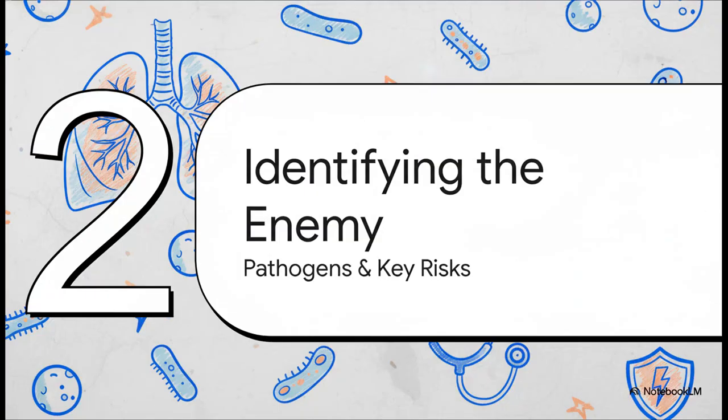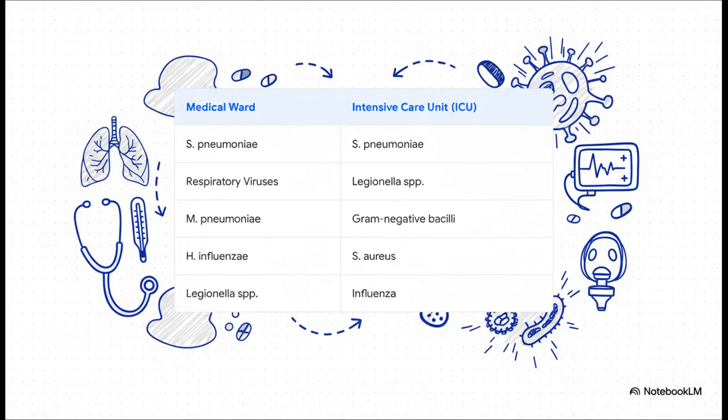All right, so you've figured out where the patient's going, ward or ICU. Now, before you even think about writing that first antibiotic order, we've got to identify the enemy. Who are the likely culprits here? What are we up against? You know, the bugs we're fighting on the medical ward are a totally different beast than what we see in the ICU. On the ward, you've got your usual suspects: strep pneumo, a bunch of respiratory viruses, maybe some atypicals like Mycoplasma or Legionella. But once you get to the ICU, while strep pneumo is still the champ, the whole game changes. You see a lot more Legionella, a lot more gram-negatives, and of course the big one we all worry about, Staph aureus.